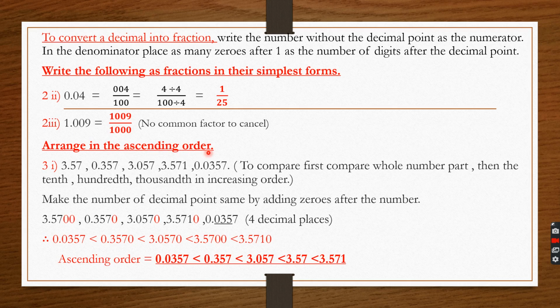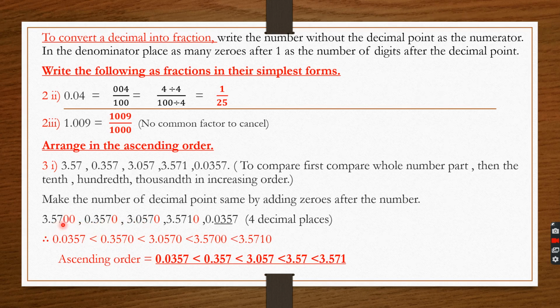Arrange in the ascending order. Ascending order means smaller to bigger. See the decimal numbers. There are 5 decimal numbers, but the decimal places are different. Here 2 decimal places, here 3, here 3, but here 4 decimal places. We can convert these 5 decimal numbers into like decimals. Converting to like decimals means making all the numbers have an equal number of digits after the decimal point.